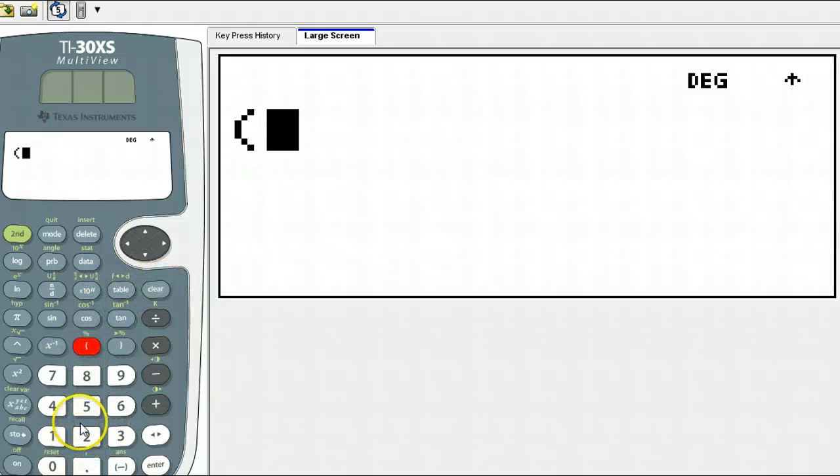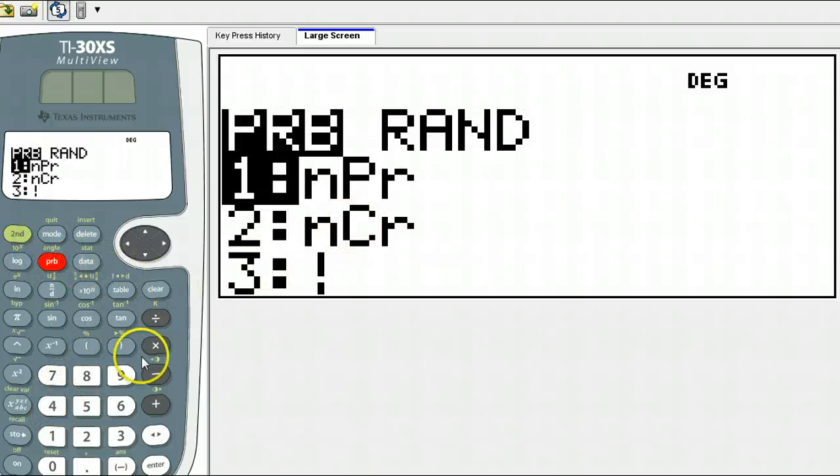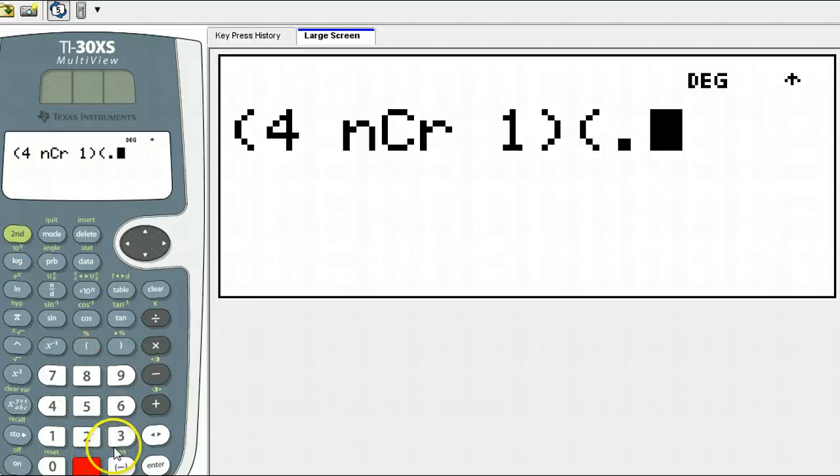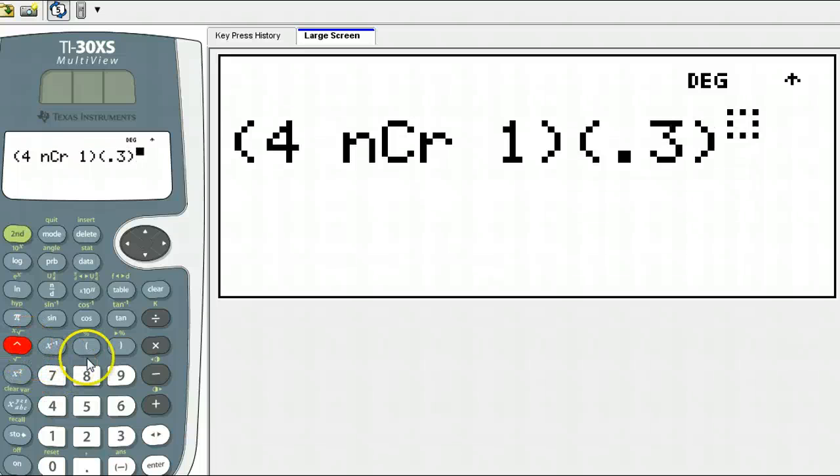Okay, in my calculator, it was 4 choose 1. So I do 4, and then I hit the PRB button, and then choose is option 2, and then 1. So it's 4 choose 1. And then the probability of success was 0.3. And then the power was the number of successes, 1.